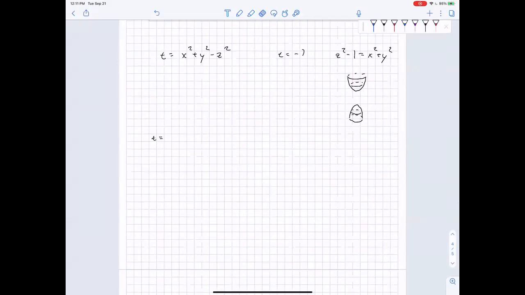Okay, so now at t equaling 0, we get 0 equals x squared plus y squared minus z squared. Does anyone know what this is?